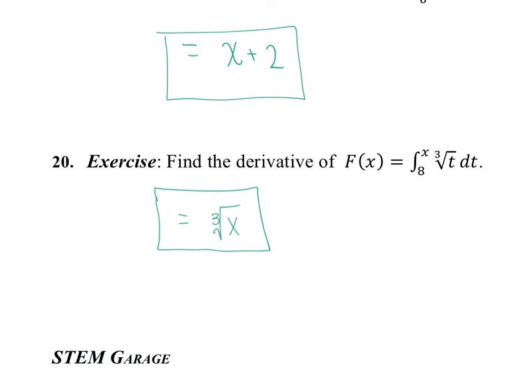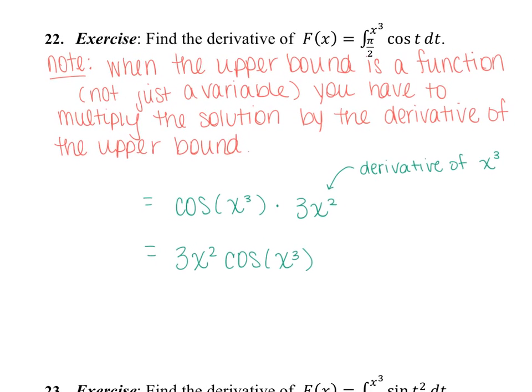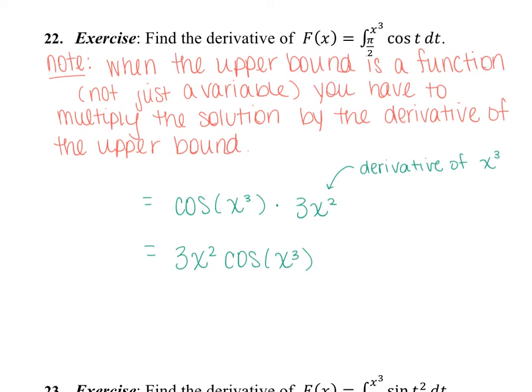Sometimes we have a function as our upper bound, and that does get a little trickier. So I have a note for you guys. When you have a function as your upper bound, there's one additional little step you need to take. So the note that I have here is that when the upper bound is a function, not just a variable, you have to multiply the solution by the derivative of the upper bound. So think of this almost like the chain rule. When you have a function inside of another function, right? This is a composite function.